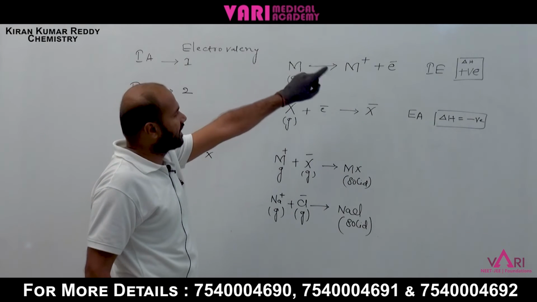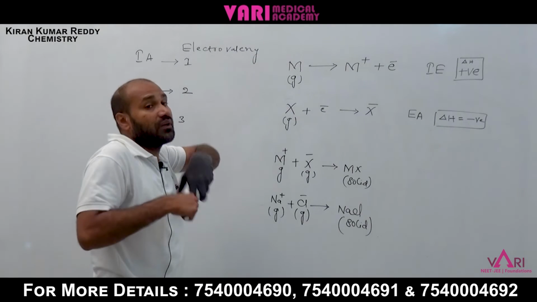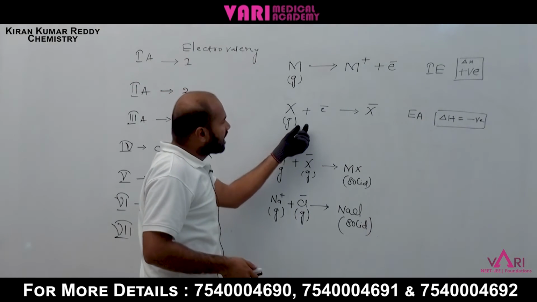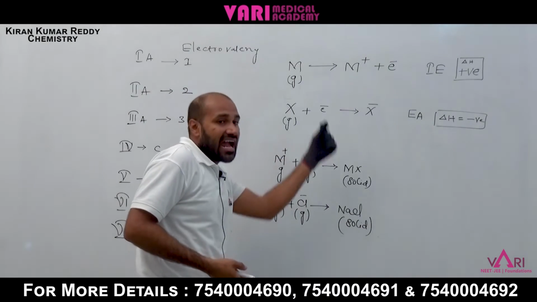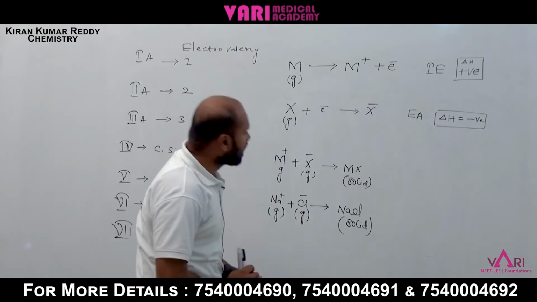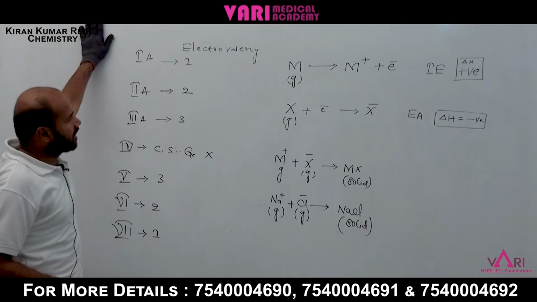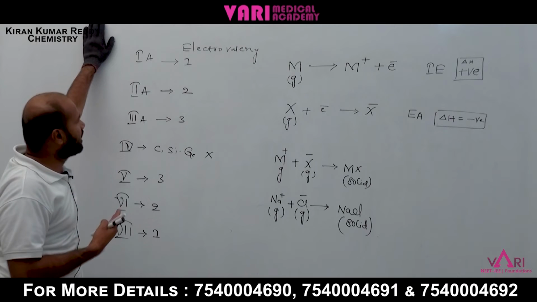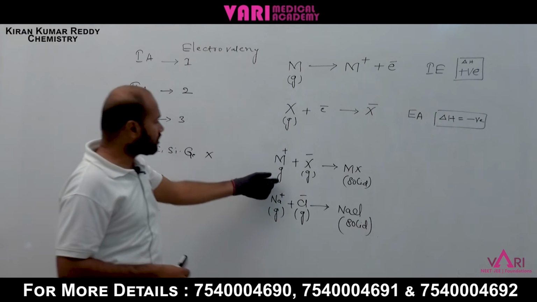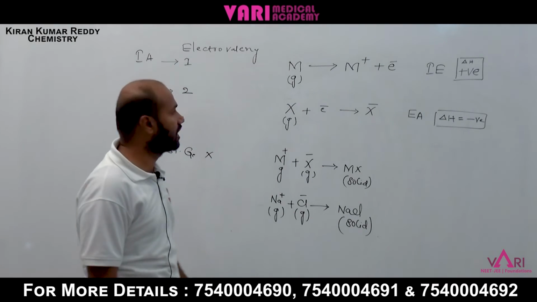Now the first one is ionization energy, the amount of energy required to remove the outermost electron. Electron affinity means an extra electron is added to the outermost shell of an isolated gaseous neutral atom. These are the important points for ionic bond formation. You can easily copy and write it: M plus, X minus, MX is solid.